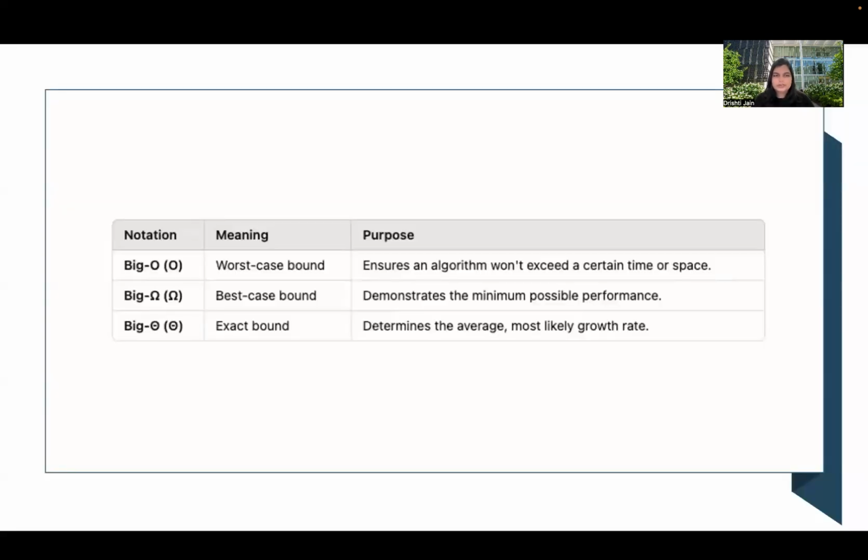Comparing all three notations. Big O, that is the worst case bound, ensures that an algorithm will not exceed a certain time or space. In the case of the best case bound, you are trying to demonstrate the minimum possible performance. In the exact bound, you are determining the average or the most likely growth rate of an algorithm. As the number of entries to an algorithm increases, what would the growth rate look like?